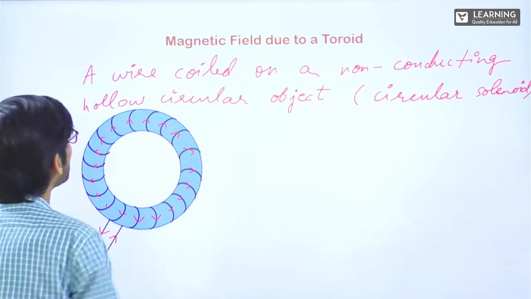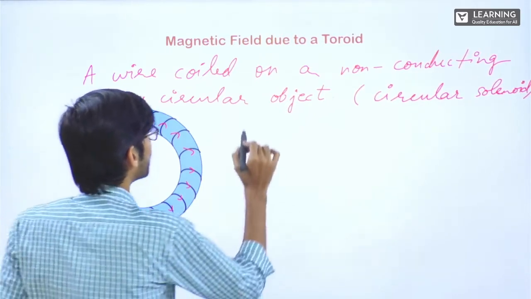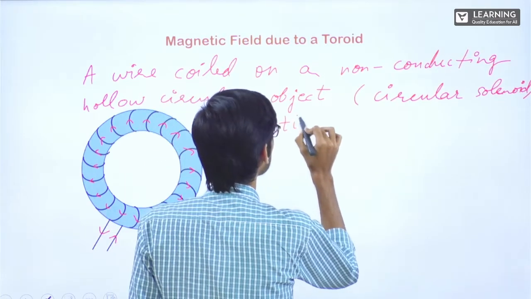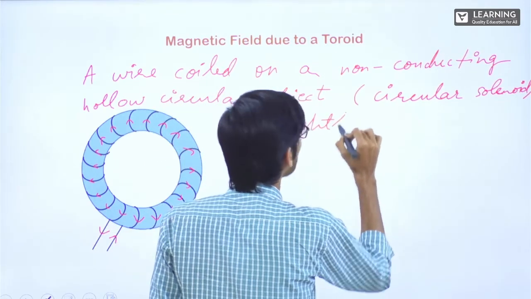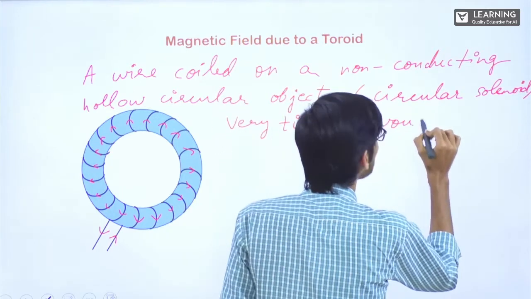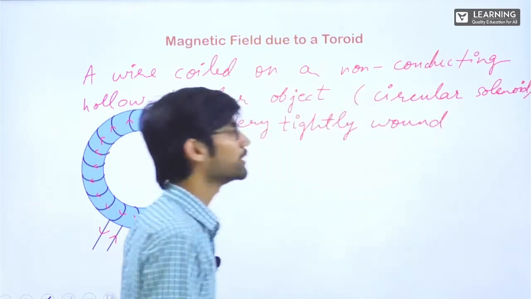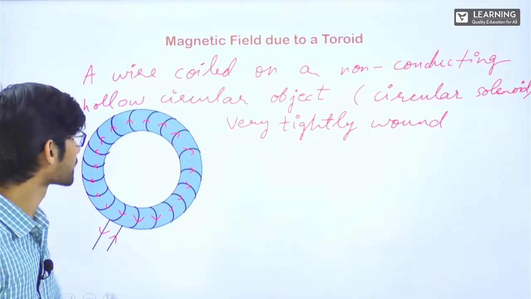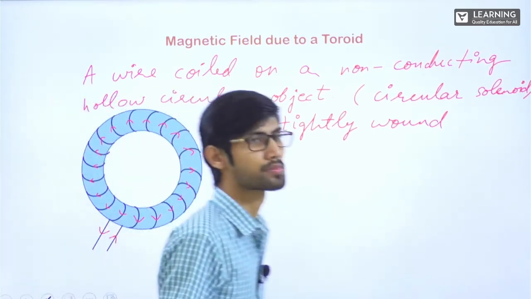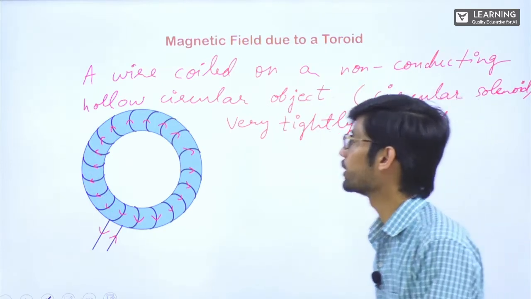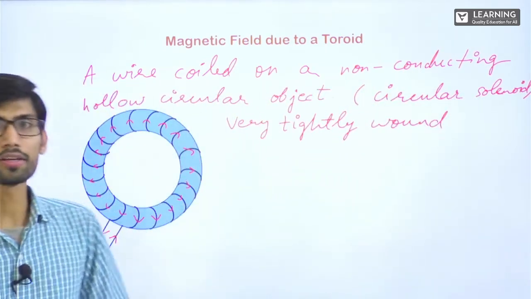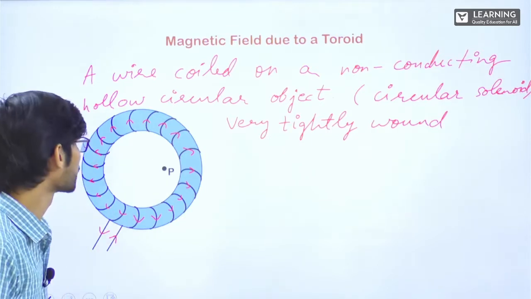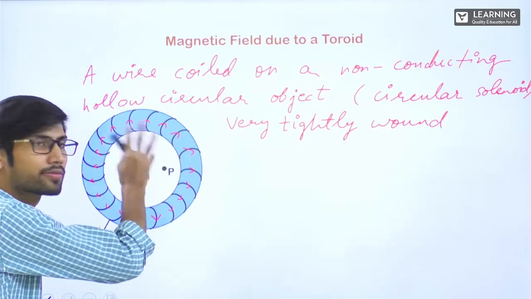What you have to keep in mind is very high number of turns are there. Very tightly wound. That means n is very high. Clear? Now make this diagram. Now let's take out magnetic field at point P, which is here. Inside there is a free space where we have taken a point.